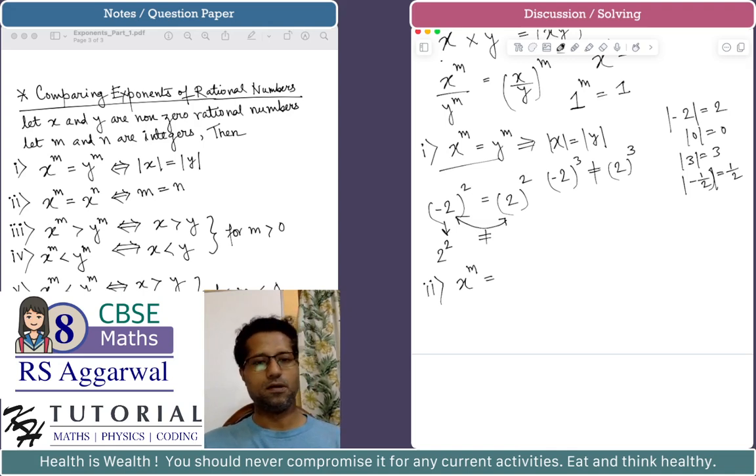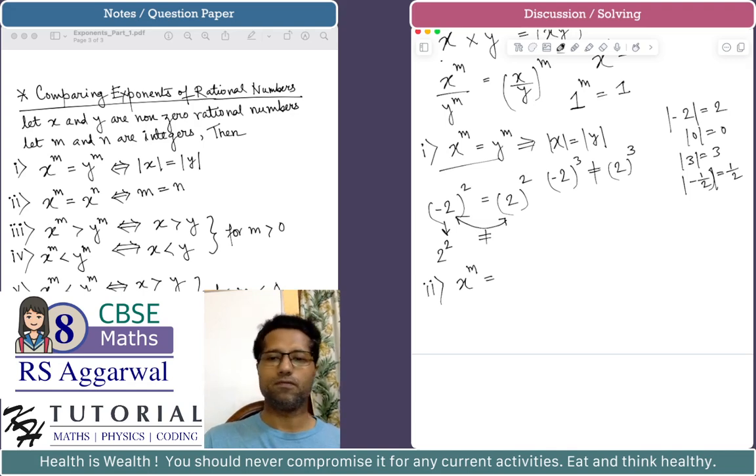In the notes it is incorrect. It will not be double implication, but only single implication. That is, if x to the power m is equal to y to the power m, then we can say that the absolute value of x will be equal to the absolute value of y.